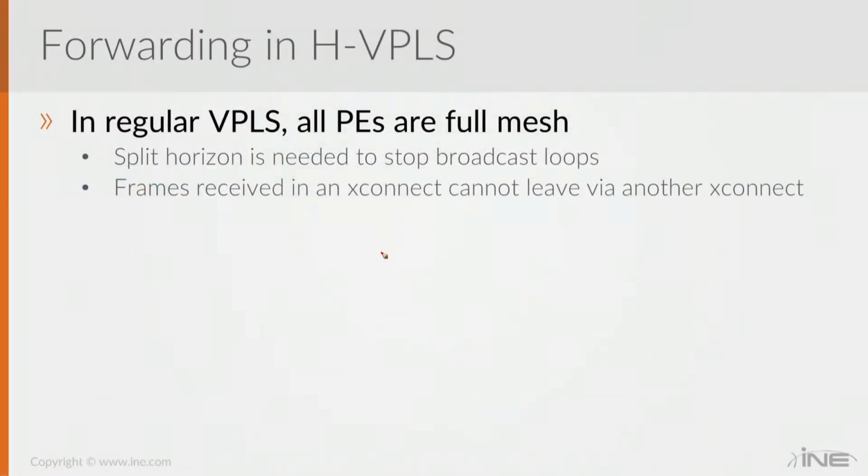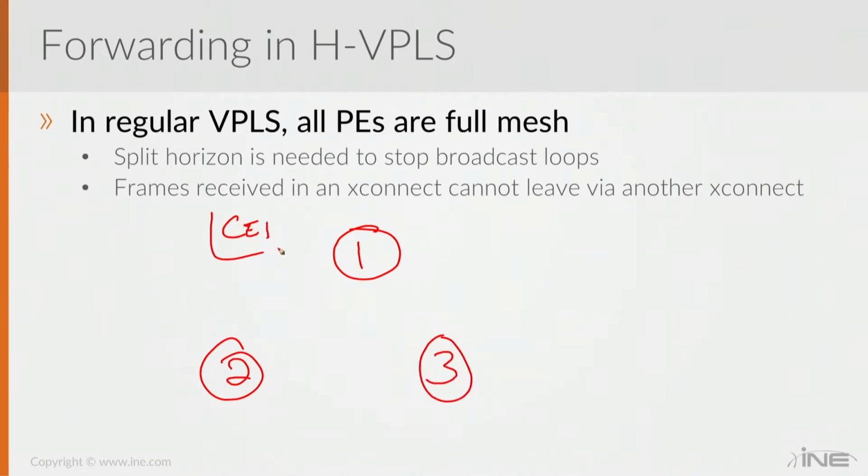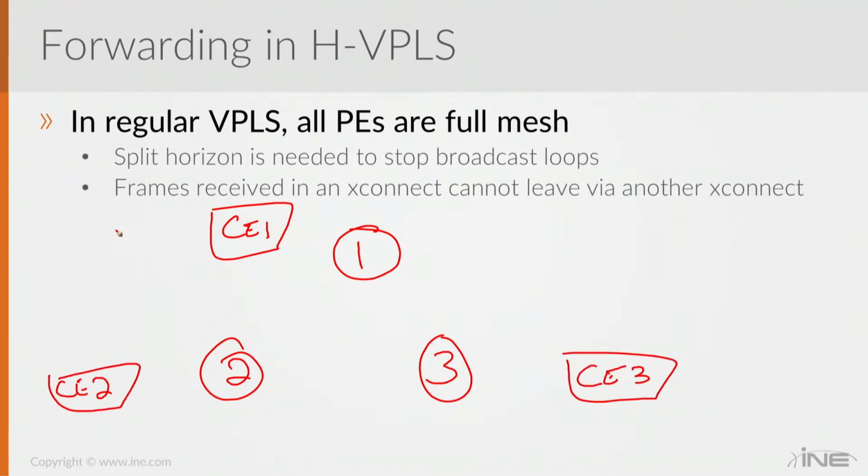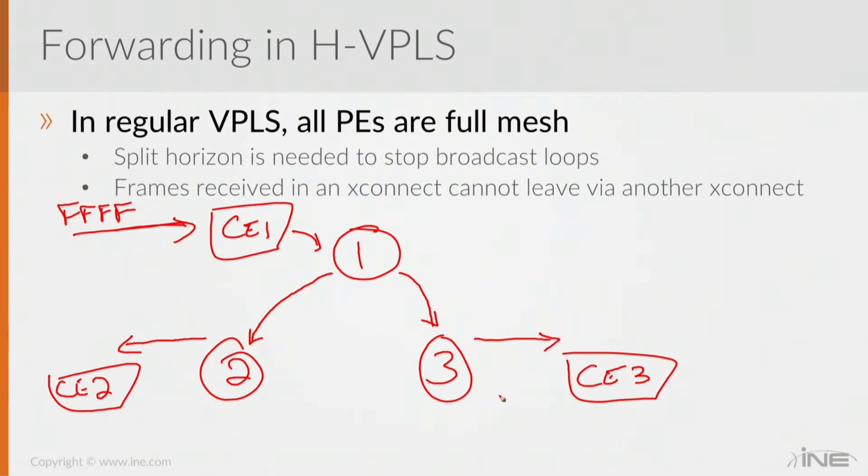The basic logic is that if we have 3 different PEs, routers 1, 2, and 3, servicing customer edges 1, 2, and 3 respectively, and customer edge 1 sends a broadcast packet into the layer 2 network, so it's going to all Fs, it goes over to router 1. Router 1 is going to send this over the pseudo wire to router 2 and over the pseudo wire to router 3, and then they deliver it towards their customer edges, to their attachment circuits.